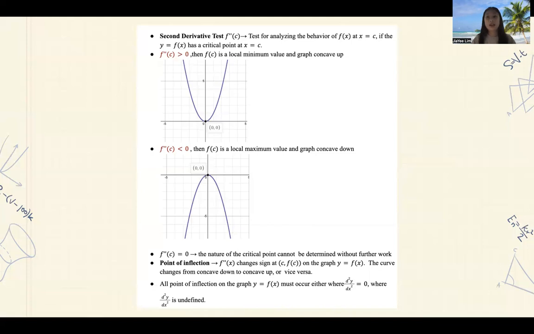When the second derivative f''(c) is equal to 0, the nature of the critical point cannot be determined without further work. To find the point of inflection, the second derivative of f(x) changes its sign at the critical point on the graph. The curve will be changing from concaving downward to concaving upward, or vice versa. The point of inflection on the graph must occur when the second derivative is equal to 0 or is undefined.